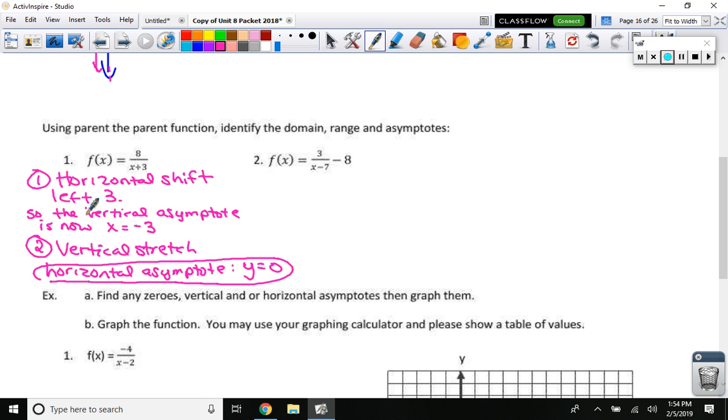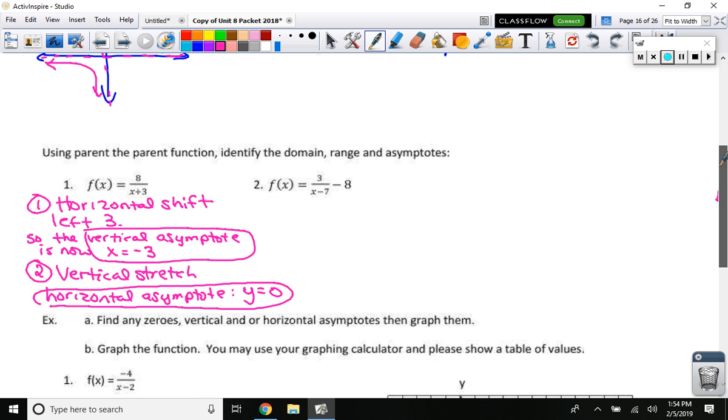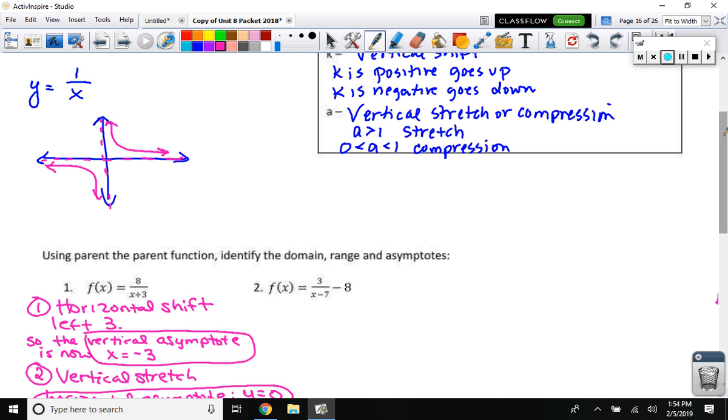Am I losing people or no? Yeah? Where did I lose it? Horizontal. So here's my original parent function. Remember, we're back to this one. You're comparing it to this. Right. And what did I do? I shifted it over. Didn't affect this. And then all I did was take this and stretch it a little bit. But it still can't ever hit here, right? And it still can't ever hit here.